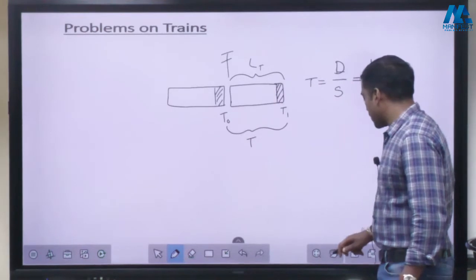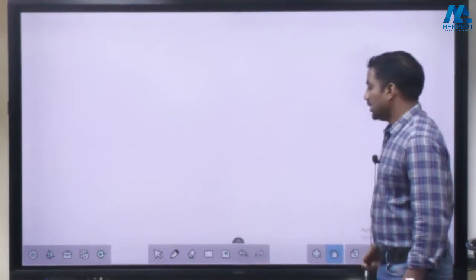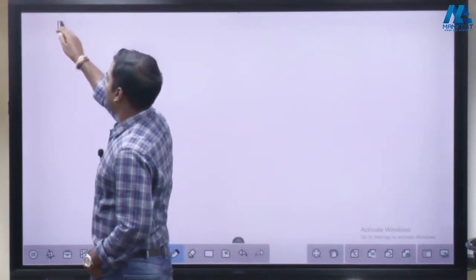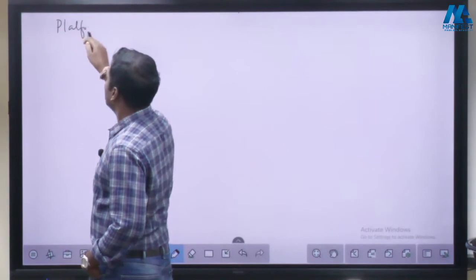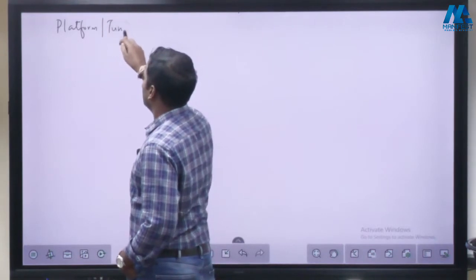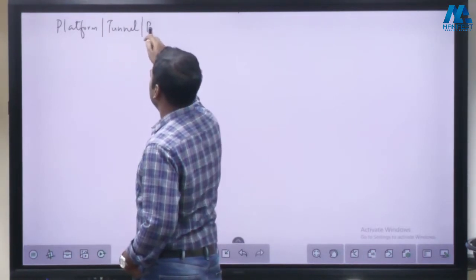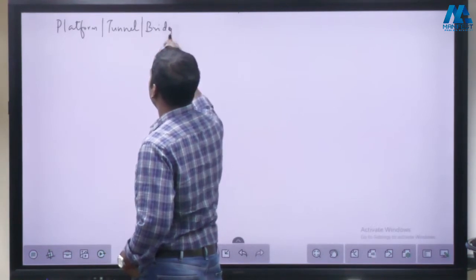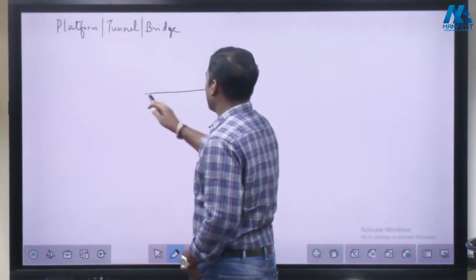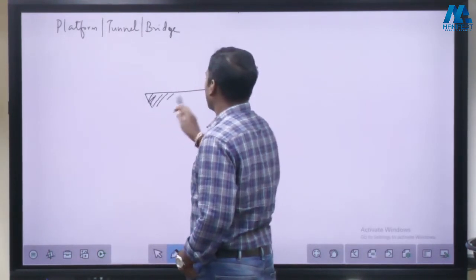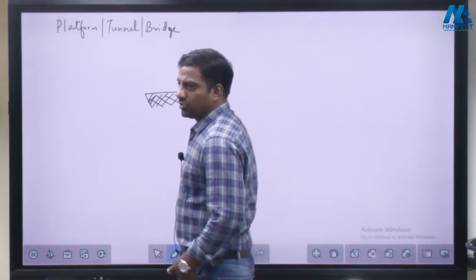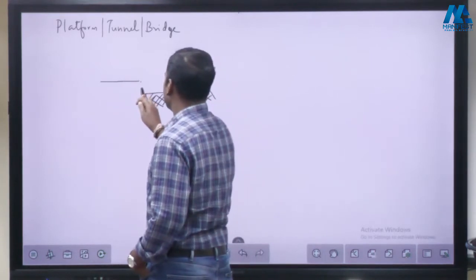Second scenario. When it is crossing a platform, or a tunnel, or a bridge. Let's say there is such a platform here. This is a platform, and the train is approaching.